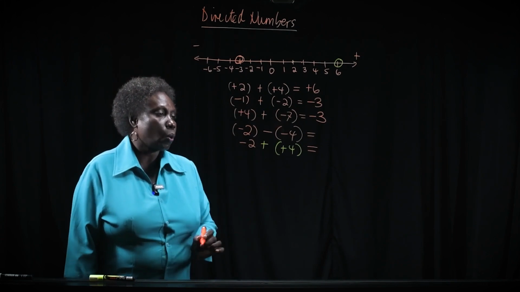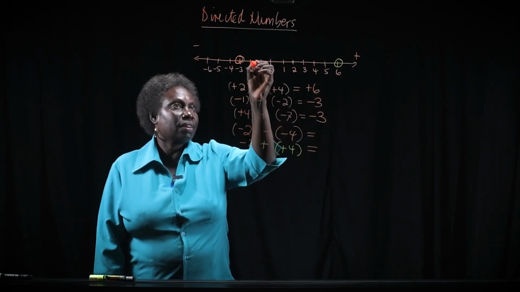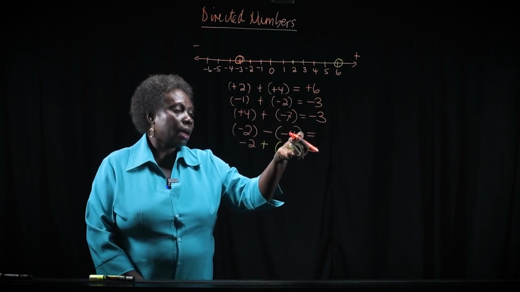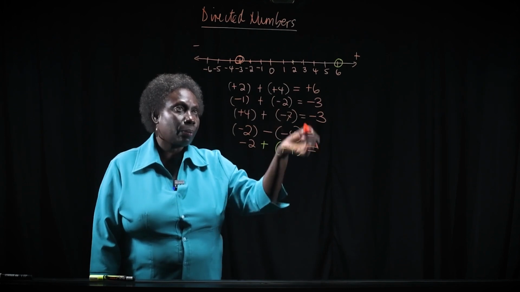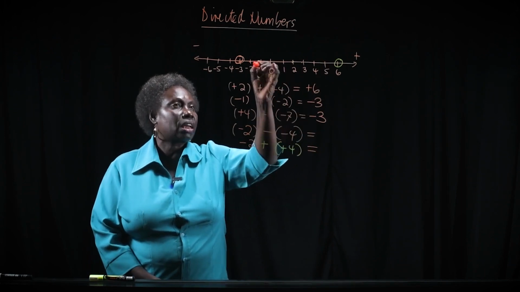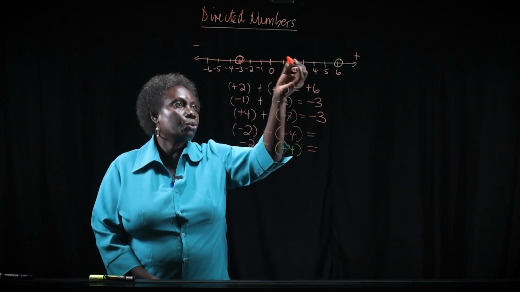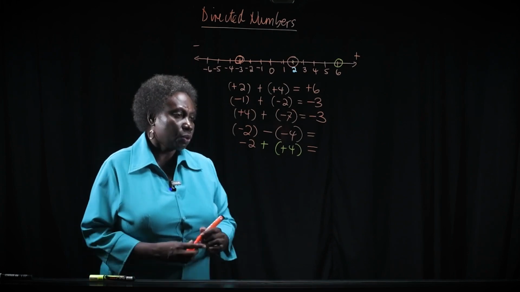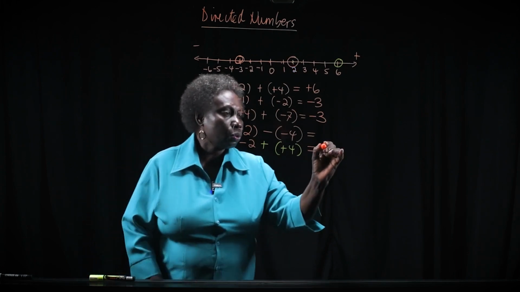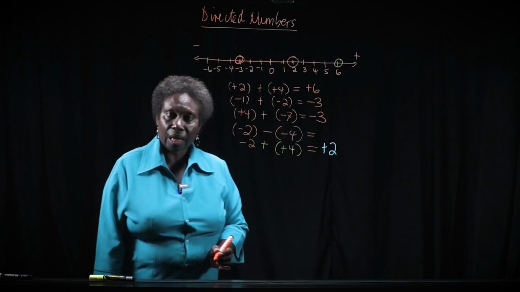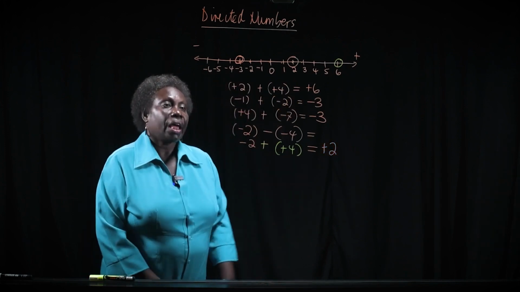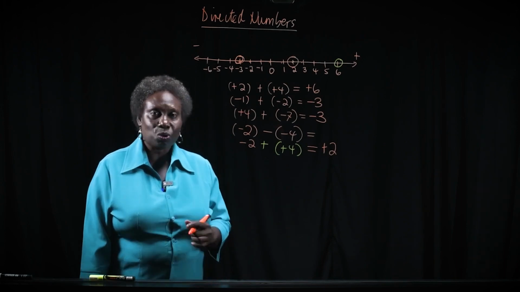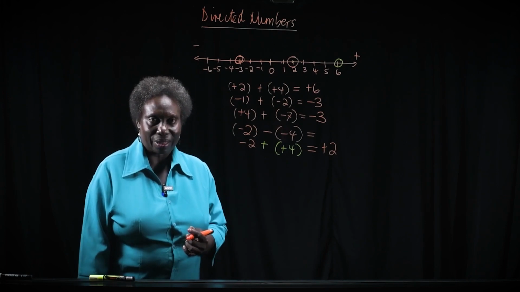We can use this on a number line. I am at -2 and I'm adding to the right because I'm adding a positive number. So I move 4 places to the right from -2. 1, 2, 3, 4. I stop at +2, so my answer is equal to +2. This is on addition and subtraction of directed numbers. Now let's go to multiplication and division of directed numbers.